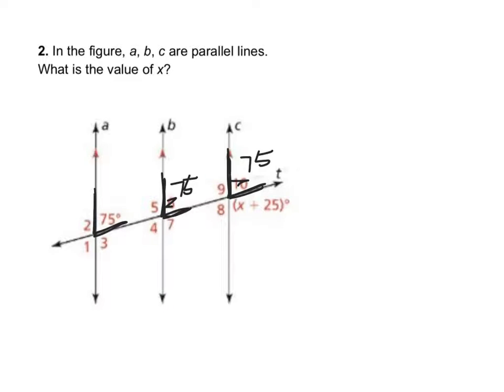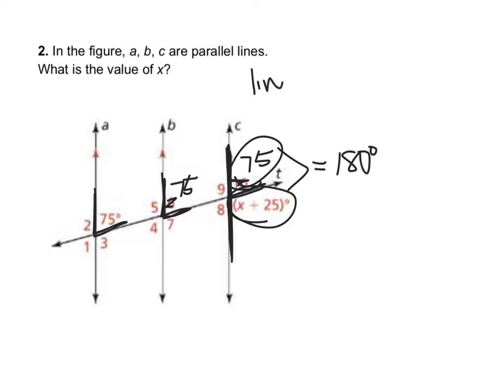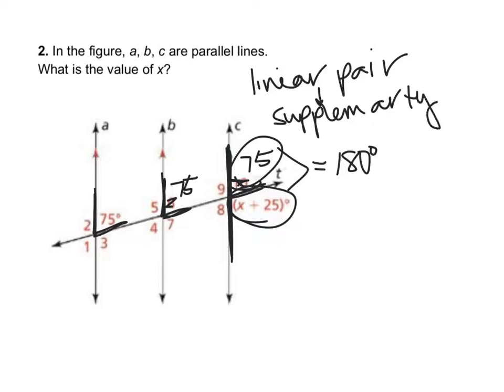Because I know that angle 10 is 75 degrees, if I continue that straight line, this angle, angle 10, plus x plus 25 equals a sum of 180 degrees because it is a linear pair, meaning it makes a straight line or a straight angle. We could also look at the idea that the two angles are supplementary angles, meaning again that they equal 180 degrees. So we're going to go ahead and write our equation.